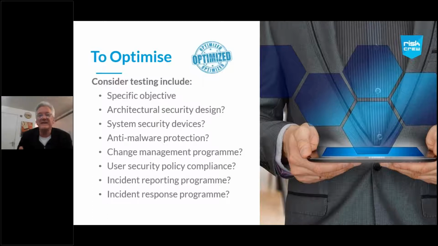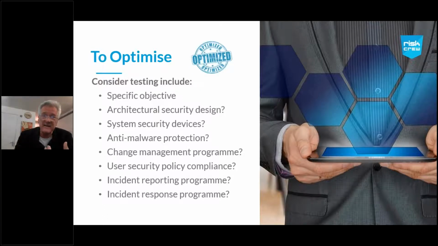All right, so to optimize, here's an idea. Write a specific objective. We make our clients here at RiskWho commit to an objective. What do you want us to do? A binary yes or no. Could we get in? And if we could get in, what do we get access to? Not just to identify vulnerabilities. That is not security penetration testing. It's exploiting vulnerabilities against the target. So what's the target? Be specific.